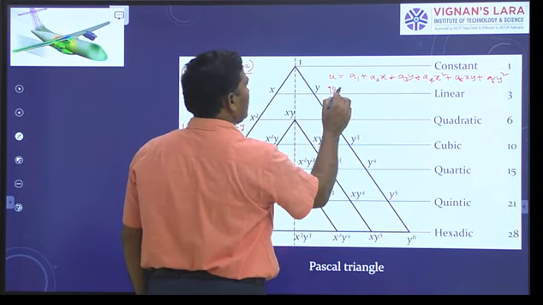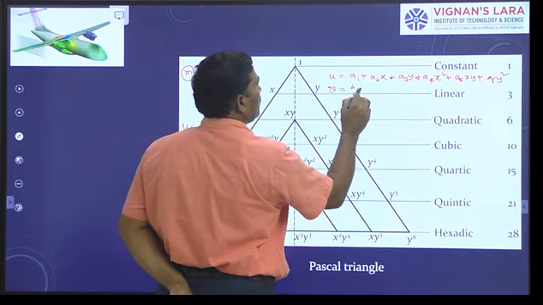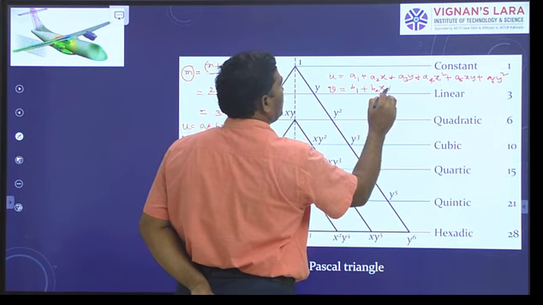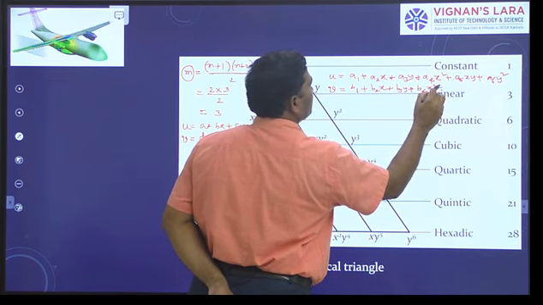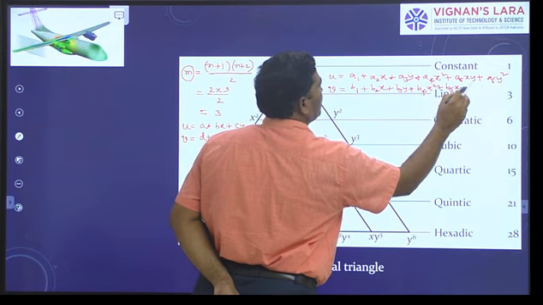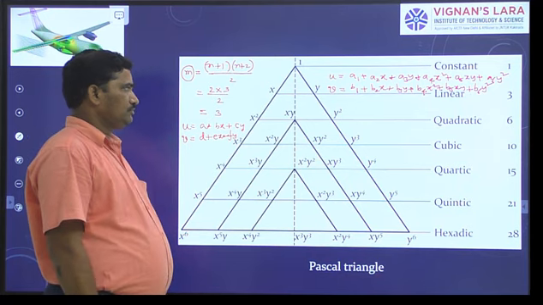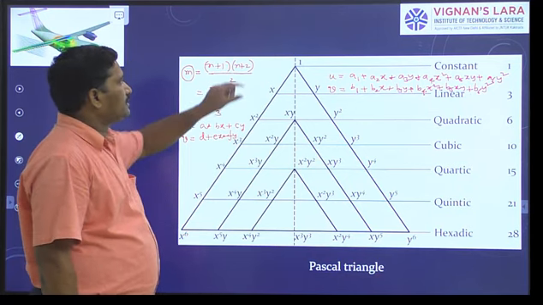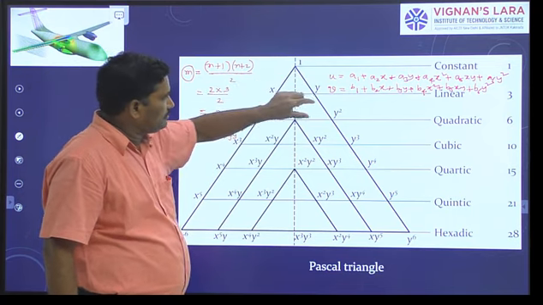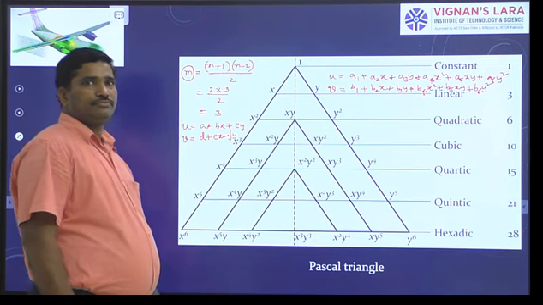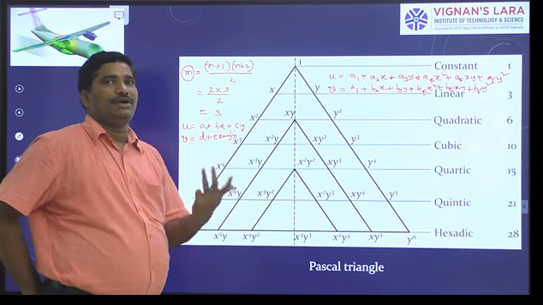Similarly, for the displacement v, how do you write? I write, say b1 plus b2x plus b3y plus b4x square plus b5xy plus b6 y square. This is how I write it. V also contains constant term, x term, y term, x square term, xy term, y square term. Okay, next. When the order is 3, you get a cubic polynomial.